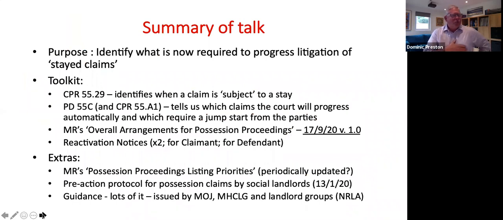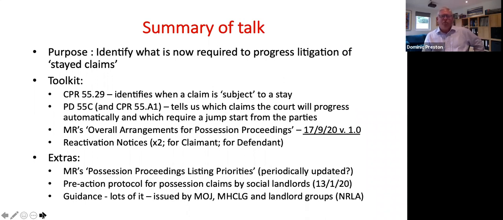So, the purpose of the talk is to identify what is now required to progress litigation of all these stayed claims. How do we get these claims started by either the defendant or the claimant? A little word on the toolkit. You probably will want to have CPR 55.29. That's the provision that set up the general stay, and it identifies when a claim is subject to a stay, which is one of the definitions used.